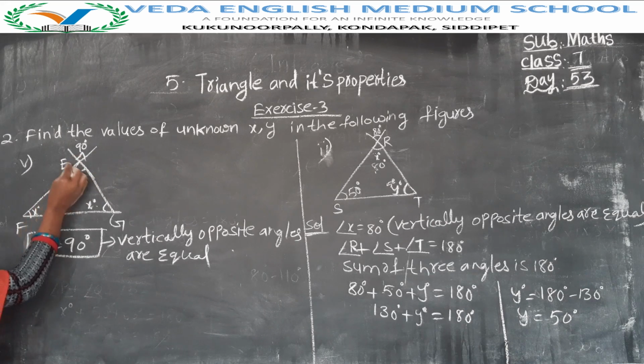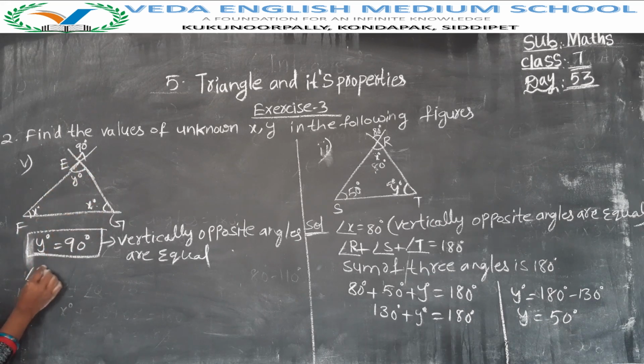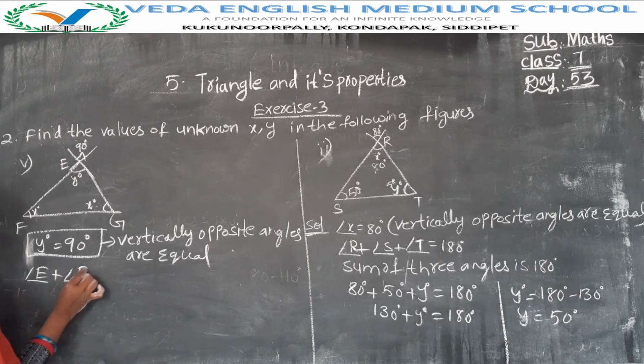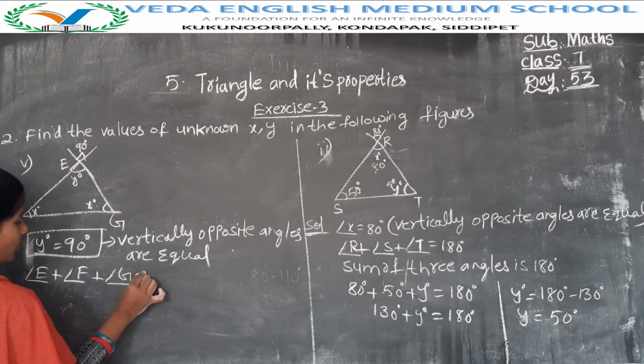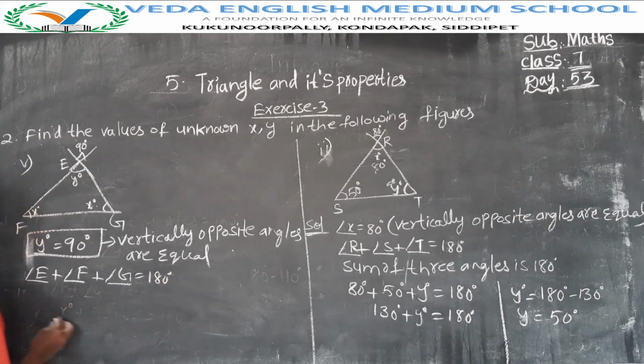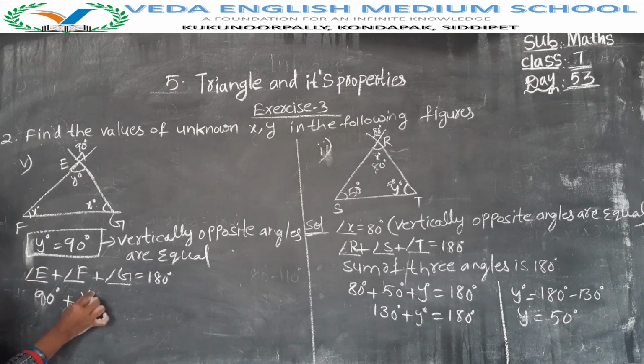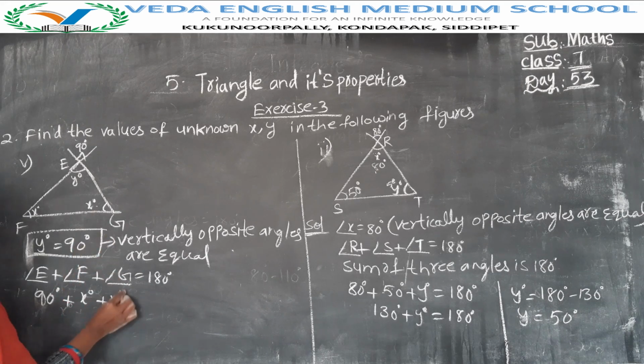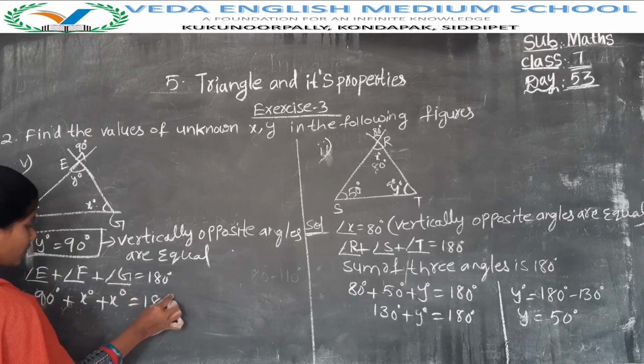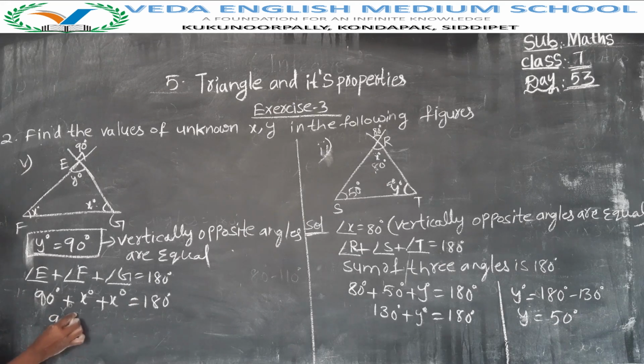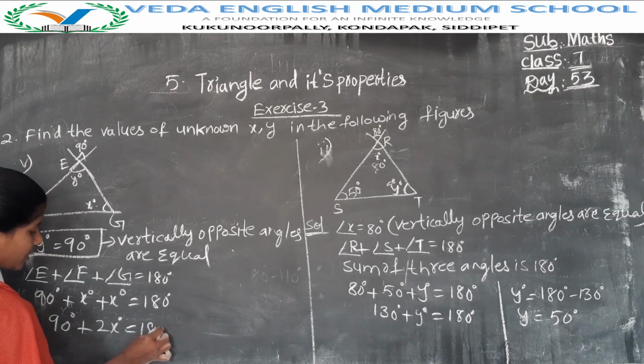Now by adding E, F, G, we should get 180. Angle E plus angle F plus angle G is equal to 180 degrees. Angle E is how much, Nana? Y degrees. Y means already we know that is 90 degrees. 90 degrees plus angle F we have x degrees. Again angle G we have x degrees is equal to 180 degrees. 90 plus x plus x. Here it is 1x plus 1x. It gives 2x. 2x is equal to 180 degrees.